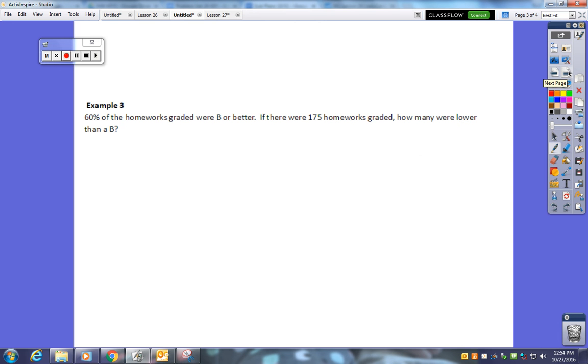60% of the homeworks graded were B or better. If there were 175 homeworks graded, how many were lower than a B? So in the problem, we're looking to find how many were lower than a B. If we read back into the problem, the percent given to us was the percent that were B or better. This does not match with what we're looking for.